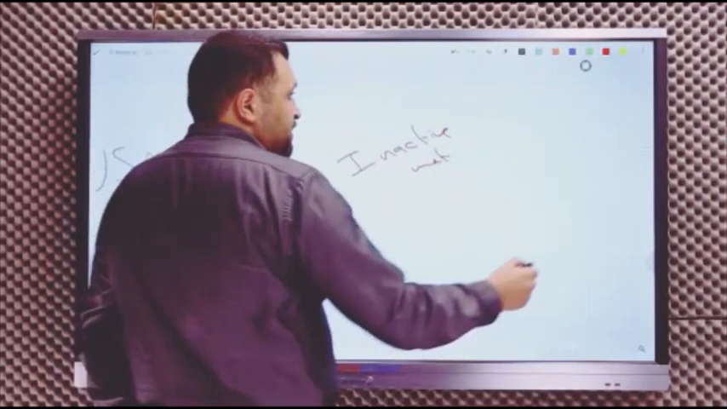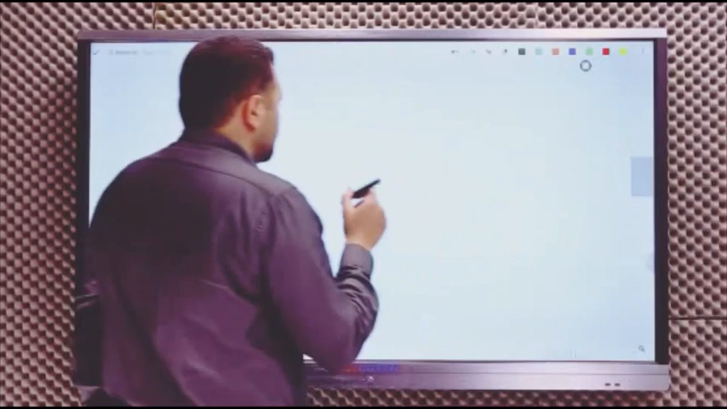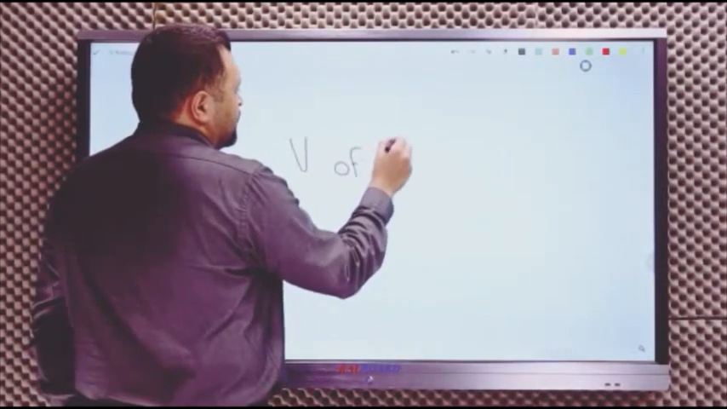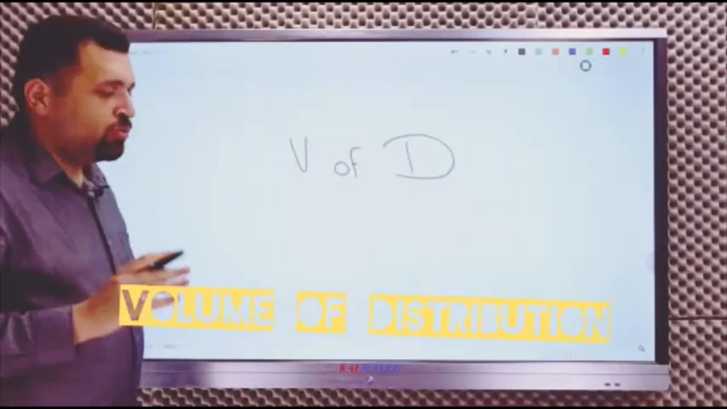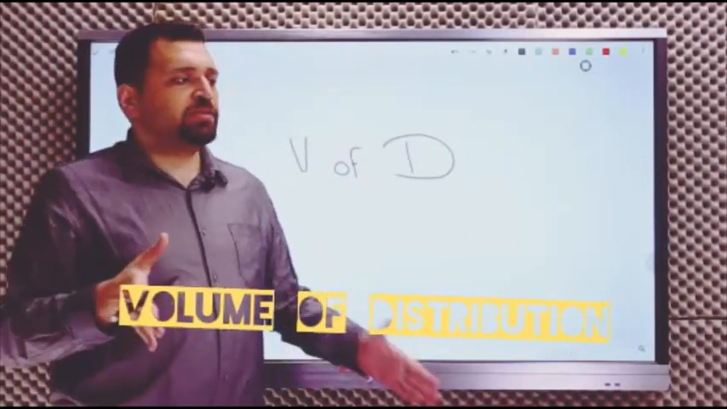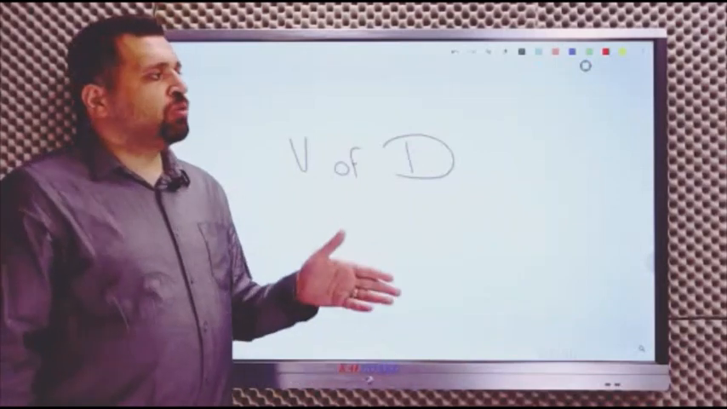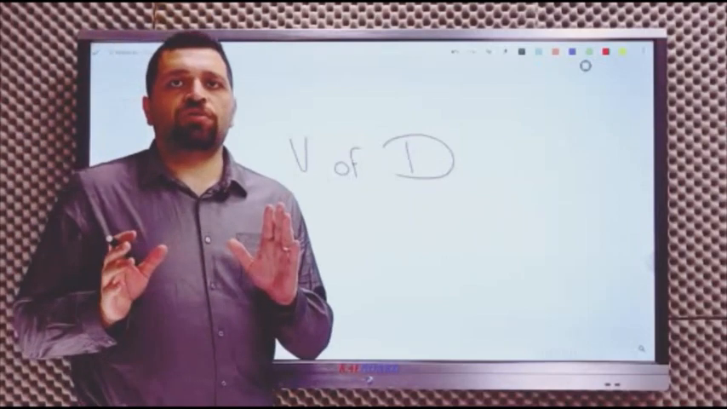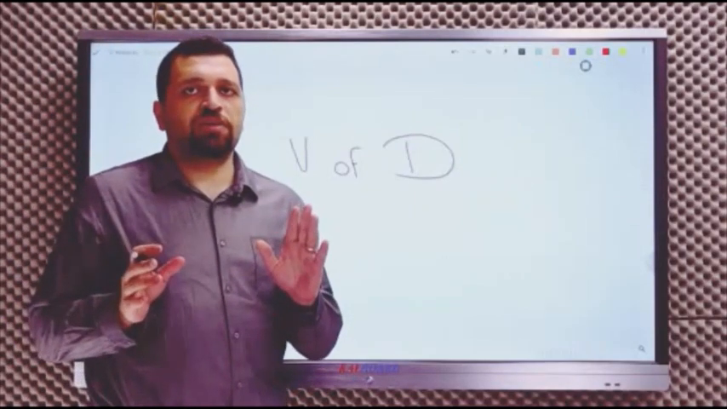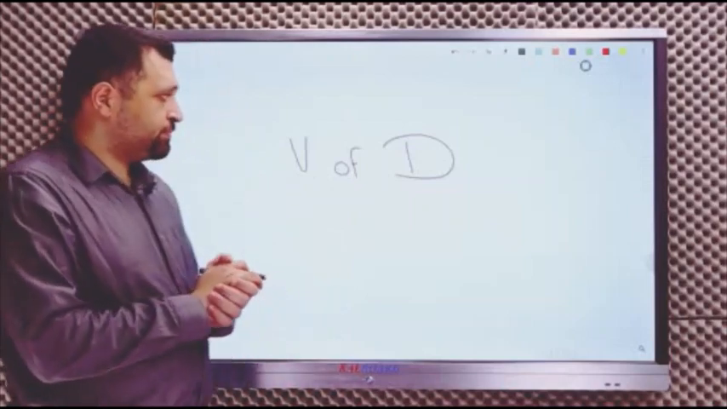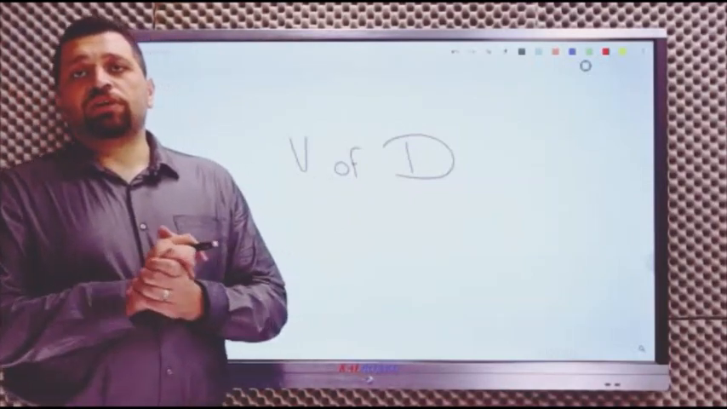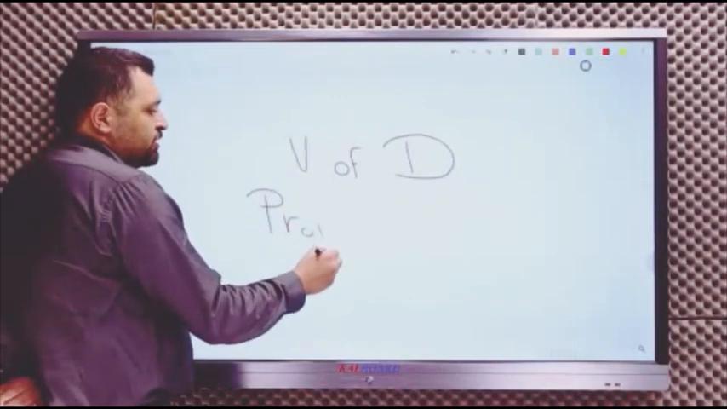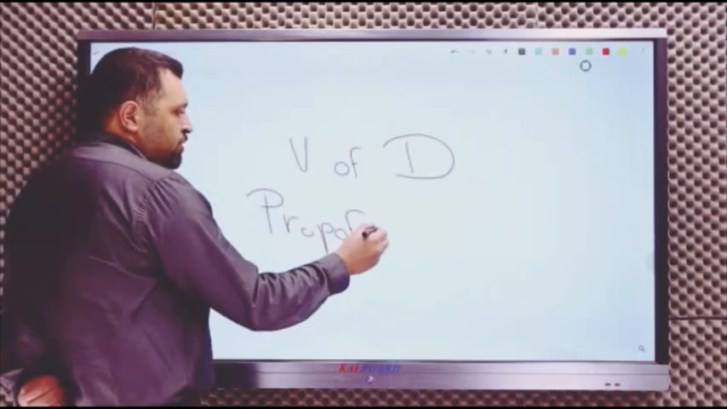One last thing is the volume of distribution. When you give a drug, the places the drug goes to is called volume of distribution. Some drugs have low volume of distribution, some drugs have high volume of distribution. Now, the drug with the highest volume of distribution in today's lecture is Propofol.